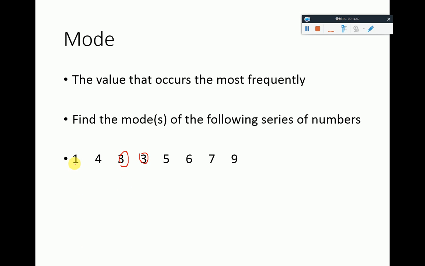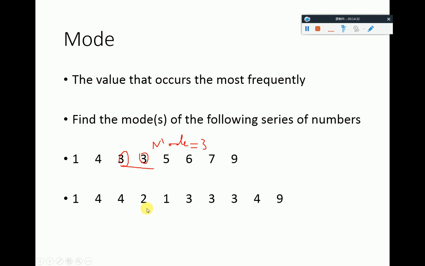And we only have one 1, one 4, one 5, one 6, one 7, one 9. So 3 is the value that occurs most often, most frequently in this string of values. So the mode is 3. So we say mode equals 3.